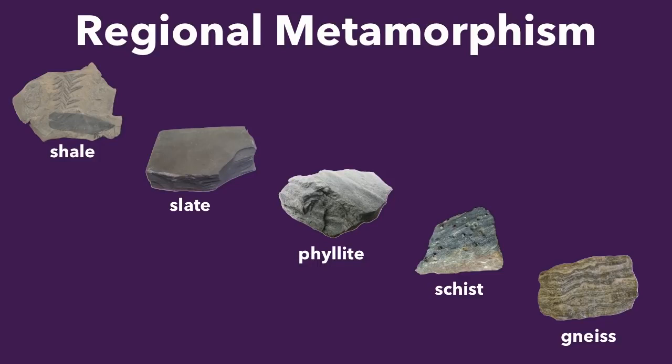You'll notice it has bands of minerals. That's a result of the intense pressure. Now, if you were to take gneiss and add additional heat and pressure, it would likely melt into magma or lava, and then it would become an igneous rock. So gneiss is generally the extent of metamorphism that we see.